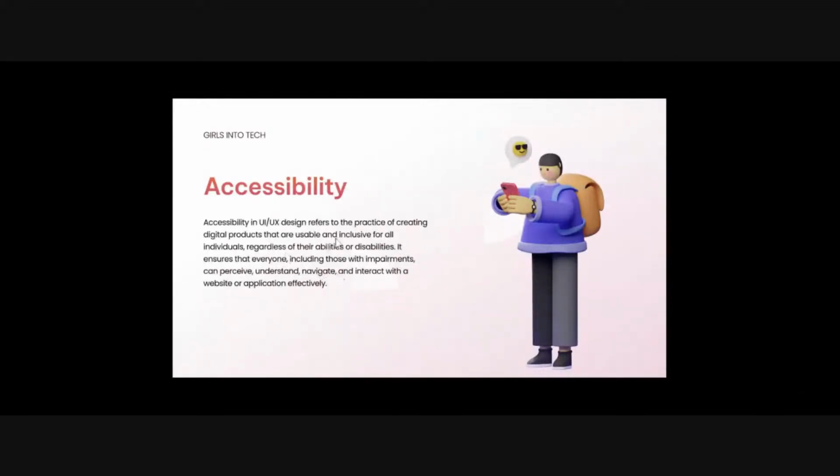Okay, so we look at accessibility. Accessibility refers to the practice of creating digital products that are usable and inclusive for all individuals, regardless of their abilities and disabilities. This is a very important thing in UI UX design, and that's why I keep on repeating it so that it actually sinks in. When you're creating your designs, you have to accommodate different people from different backgrounds, regardless of their technical know-how.